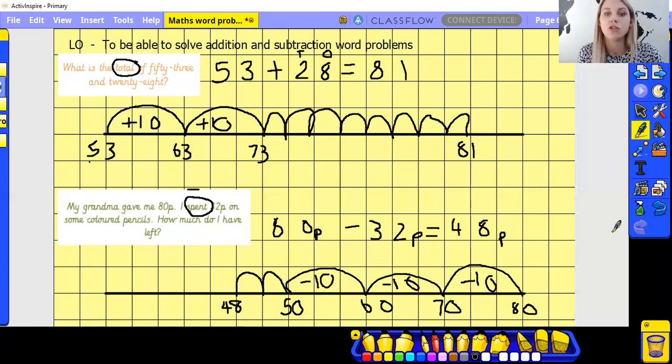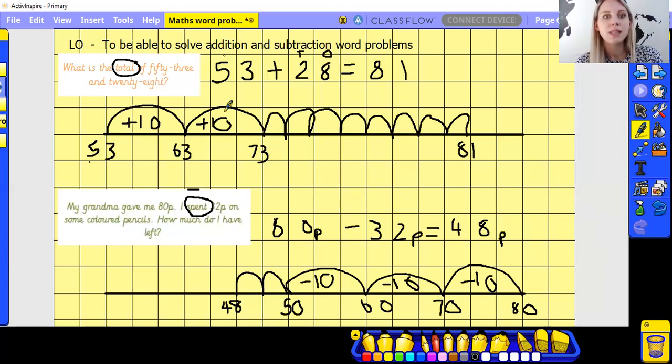Now, if I really wanted to show off, I could check that by doing 48p, add 32p. So I got 4 tens, add another 3, 1, 2, 3, which is 70p, and then 2p add 8p is another 10p, so that would be 80p. So 48p plus 32p would be 80p. So I can check it by doing the inverse if I really want to show off today.